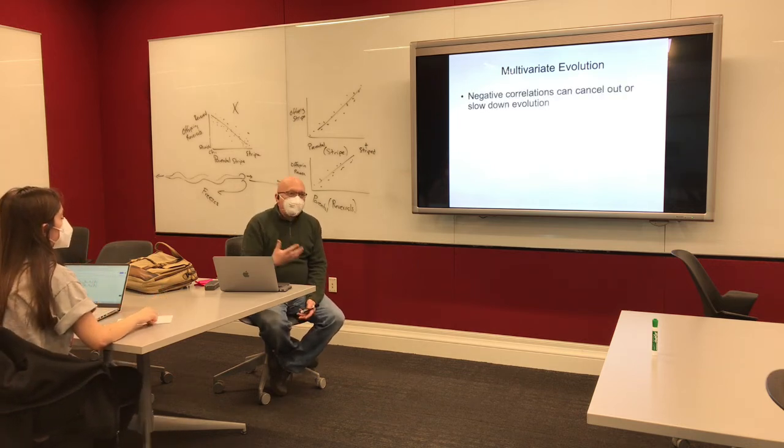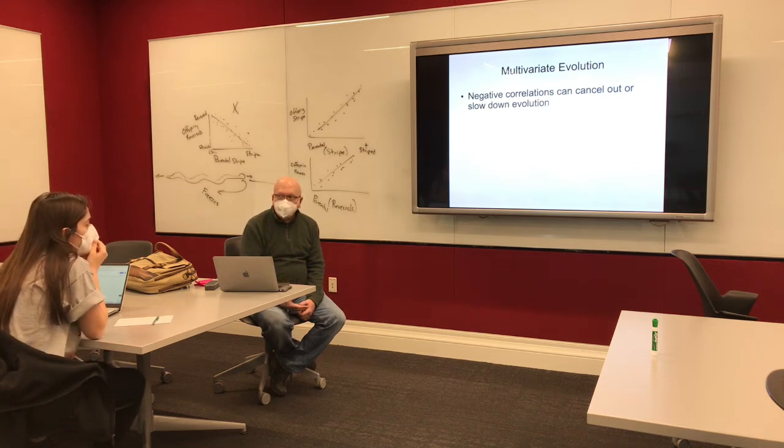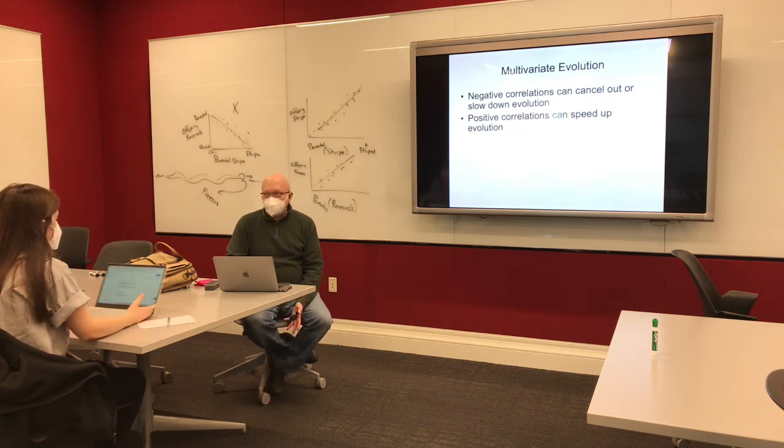And the effect of these negative correlations is that they either cancel out or slow down evolution because there's this negative correlation between traits. We can also have positive correlations, but those will do just the opposite. They'll speed up the rate of evolution.